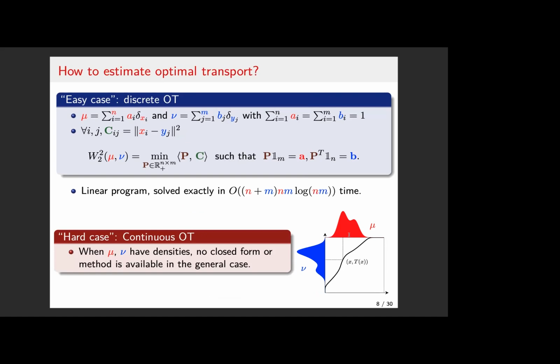However, if your distributions are not discrete, and if they are densities, then there's in general no closed form or general method to solve optimal transport. There are some particular cases which admit closed forms, such as Gaussian measures, but in general, you cannot do anything. If you're in low dimensions, you can try to discretize the space. This is going to work in dimensions 2 or 3, but if you go to higher dimensions, then you're not going to be able to do anything. And so this is a very tough case in which it's very hard to estimate optimal transport.